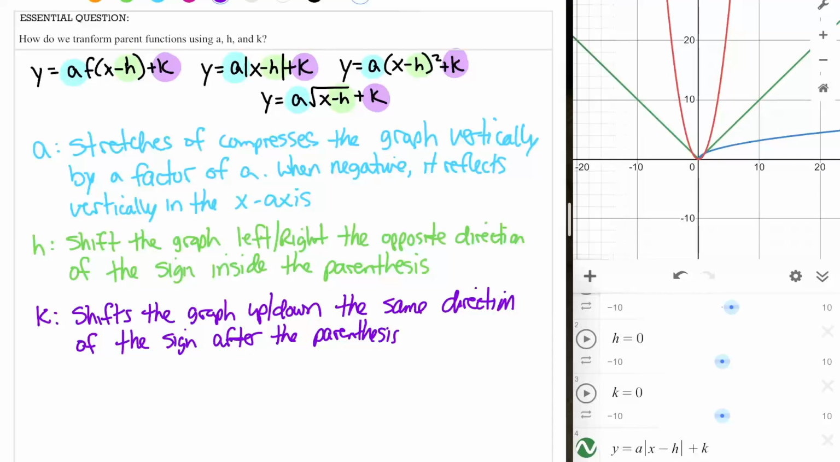So those are basic transformations of a, h, and k. a stretches or shrinks, and it can reflect it in the x-axis. h is going to shift it left or right, the opposite direction of what is in your parentheses or absolute value or square root. And k is going to shift it up or down the same direction as that sign. I hope that helps. Hopefully that clears some things up. It works for any function, and a, h, and k will be the same for any type of equation we're working with.